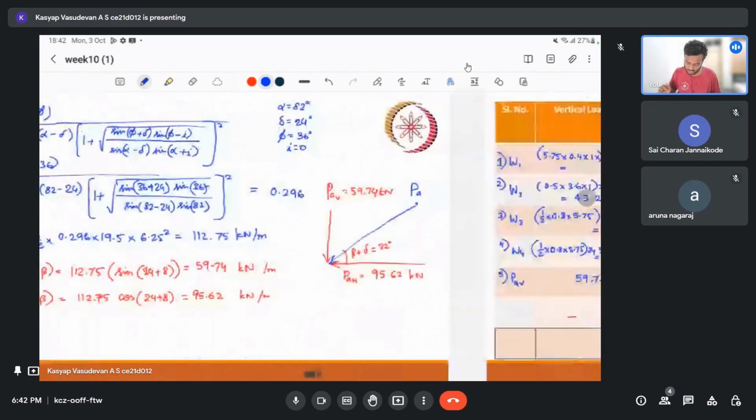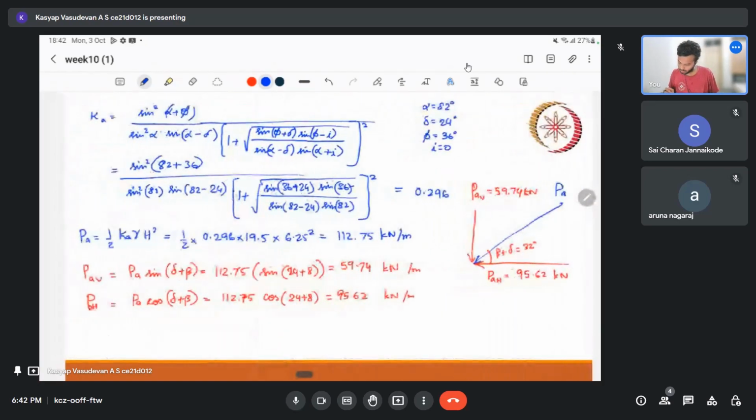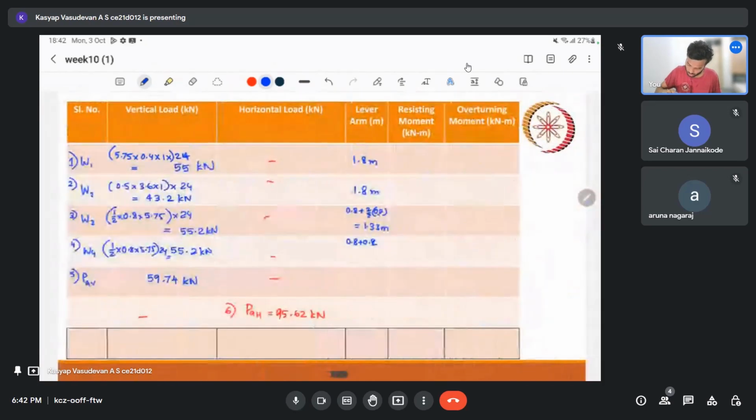So I can write it as 0.8 plus 0.8 plus 0.4 plus 0.8 by 3. So this value is 2.267. And we have PAV.